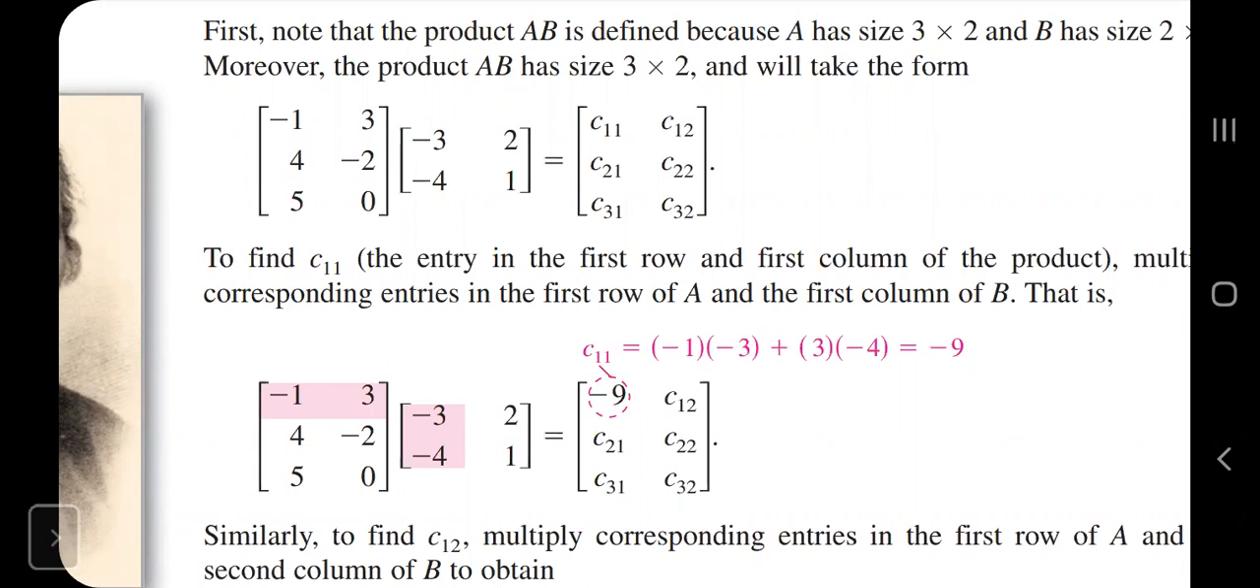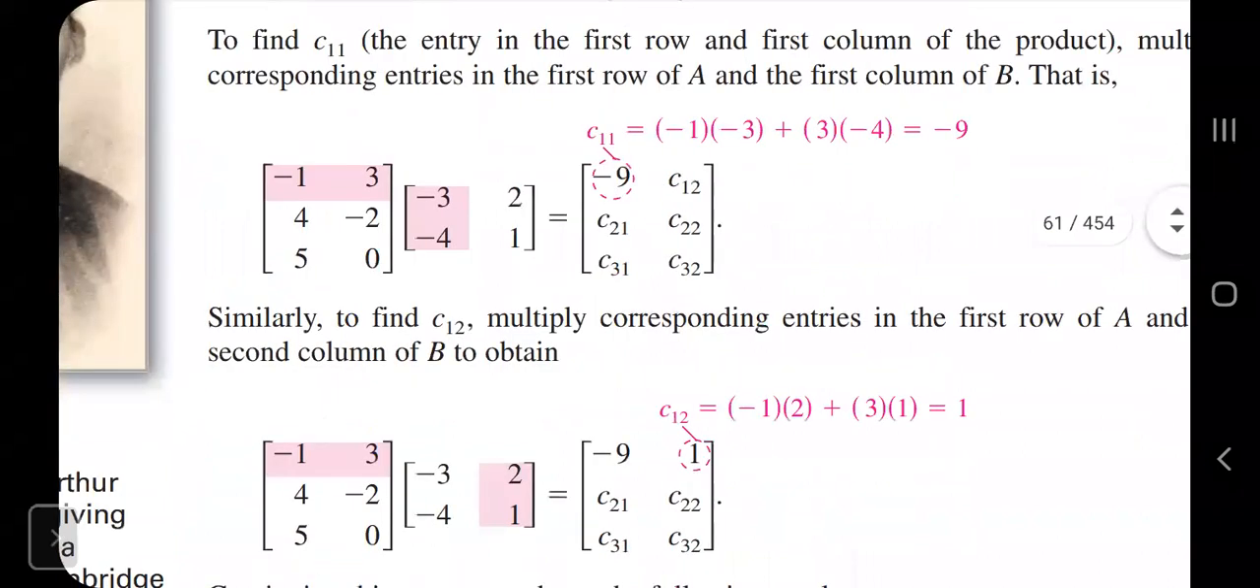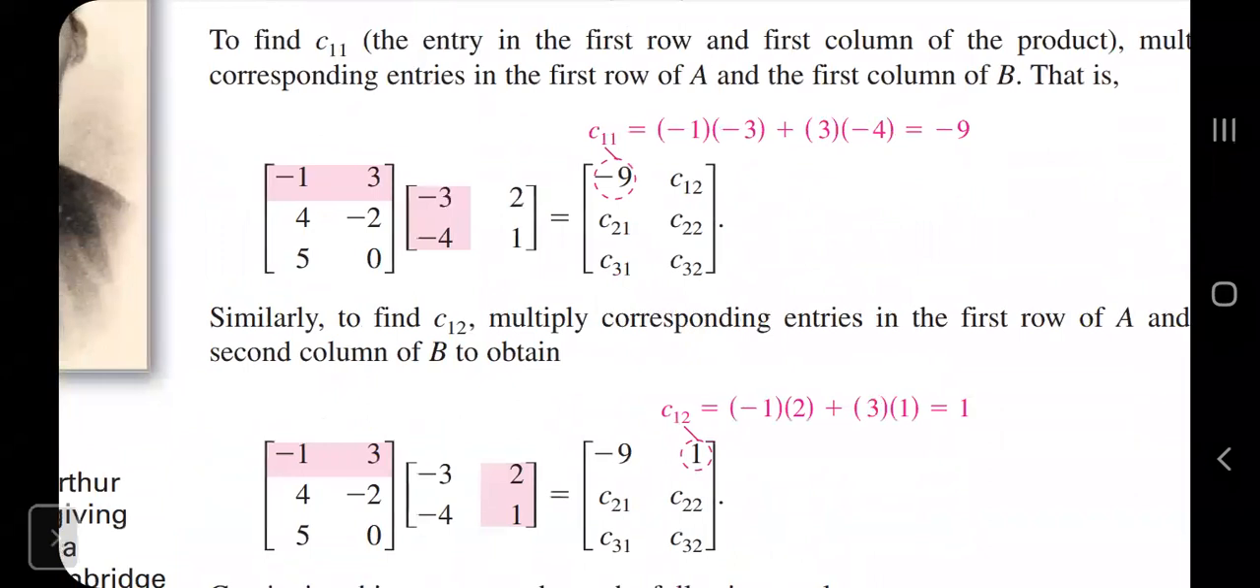So now we got the first entry, C11. Well, let's look at the next one too. To get C12, which is the first row, second column of the final product, I want to take the first row of the first matrix and the second column of the second matrix. So it's going to be -1 times 2 plus 3 times 1, which if you crunch that out, you get 1.